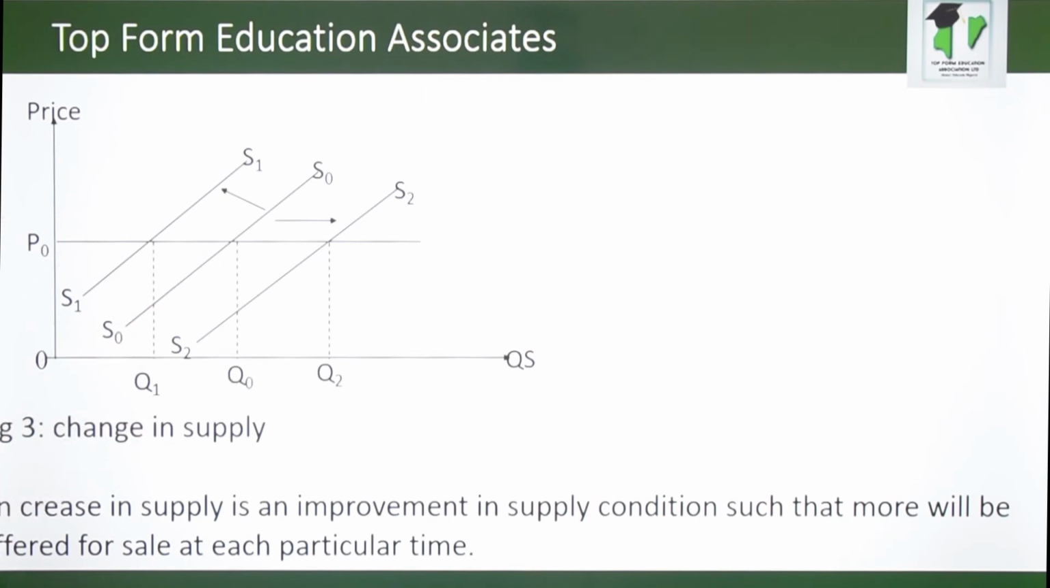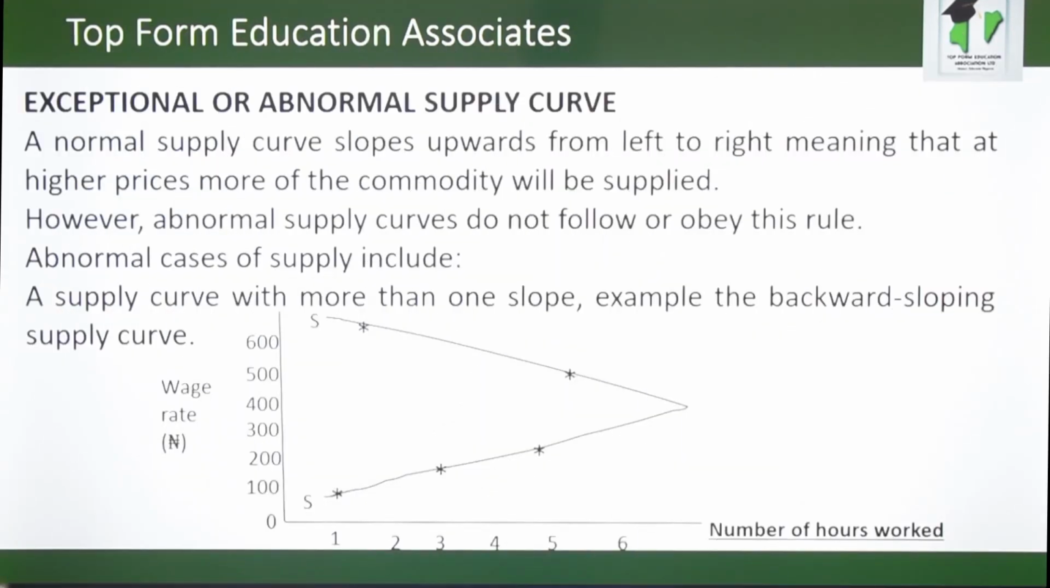Once there's an increase in supply, it means there's an expansion, and there will be an outward movement of the supply curve from S0 to S2. This depicts an expansion, an increase in supply. But when there's a contraction or a decrease in supply, the supply curve shifts inwards from S0 to S1. Okay, so we're looking at abnormal or exceptional supply curves.